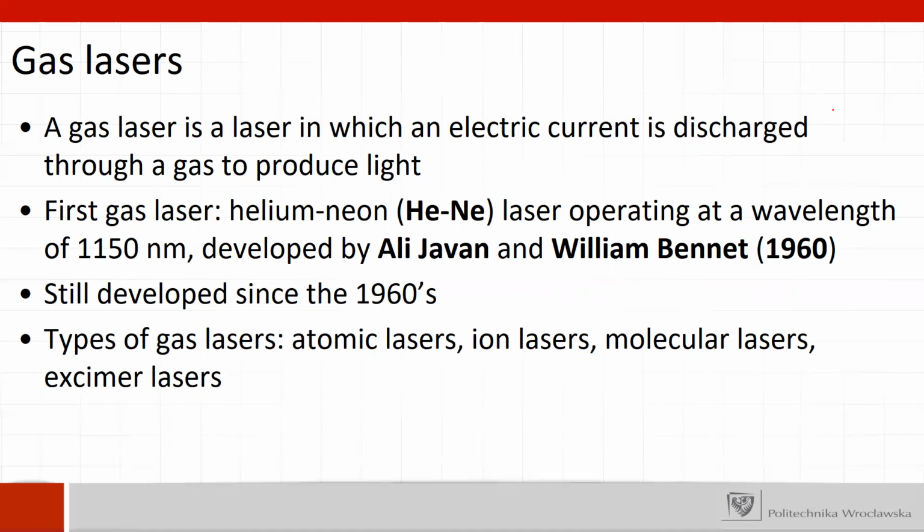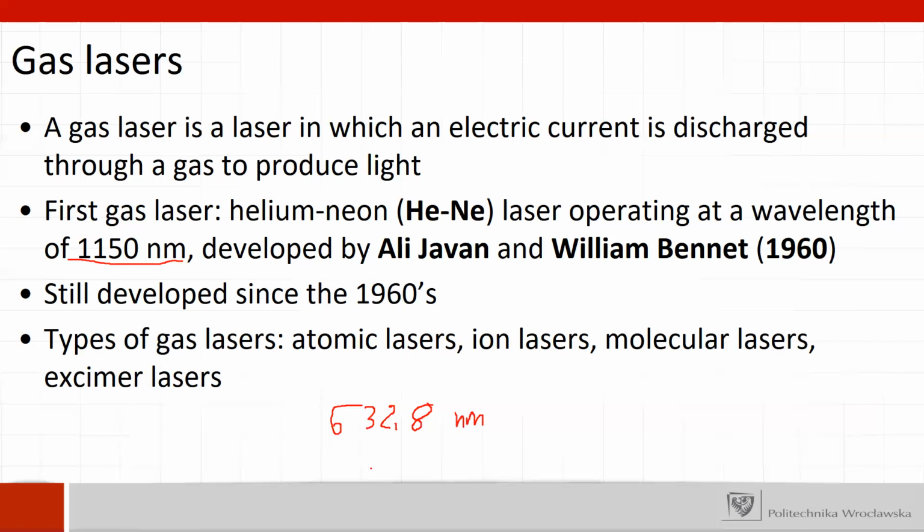The first gas laser was the helium neon laser, operating at the wavelength of 1150 nanometers. This is not the most common wavelength for a helium neon laser now, because now the common wavelength is 632.8. This is the most popular helium neon laser wavelength, which is used in metrology, interferometry, and many other applications. The first gas laser was developed by Ali Javan and William Bennett in 1960.